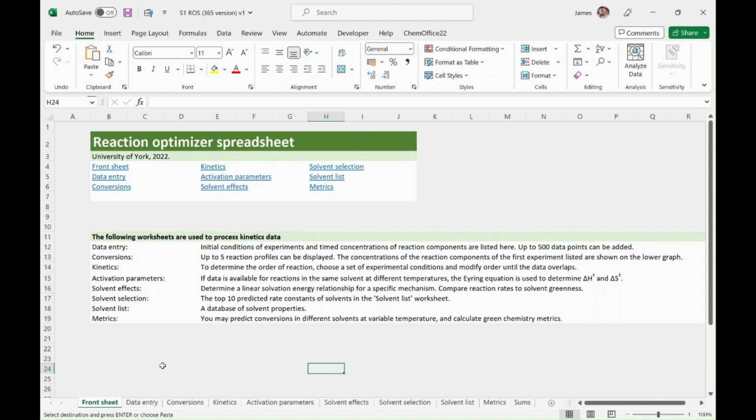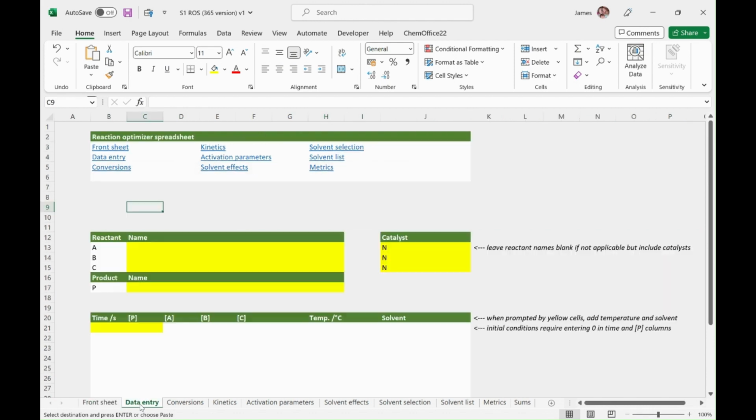This is the front sheet of the spreadsheet. It gives a quick summary of the different tabs that we're going to be using today. We're going to progress through them one by one, and I'll explain how to use them and how to analyze the data.